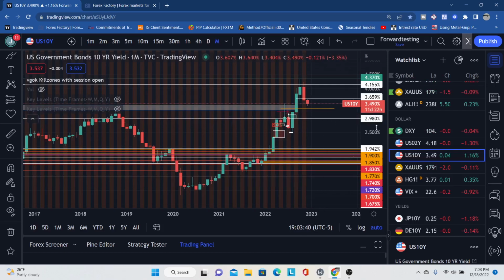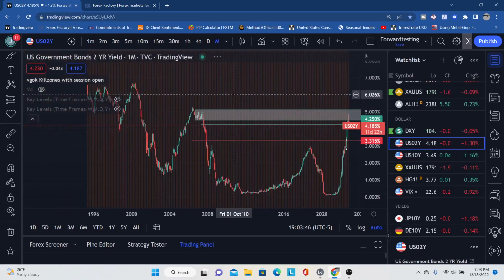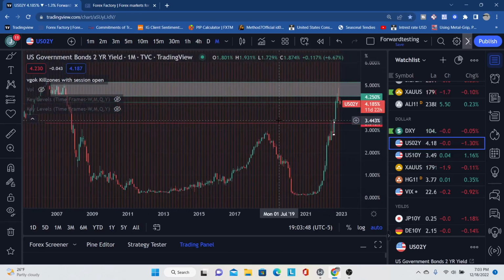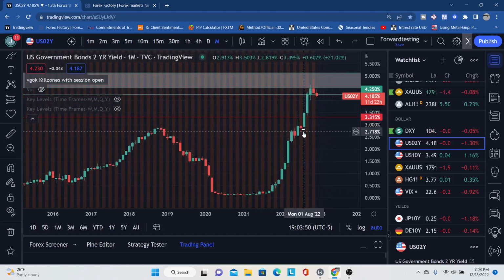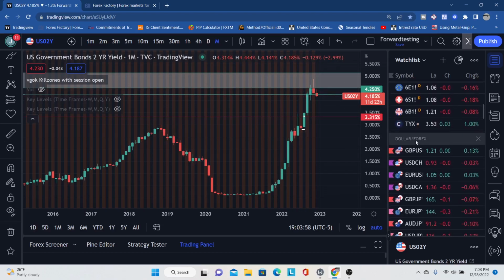They could have topped, but they also could go for another push higher, which would be likely if we don't have a major rush to safety, i.e. the recession theme kicking in.